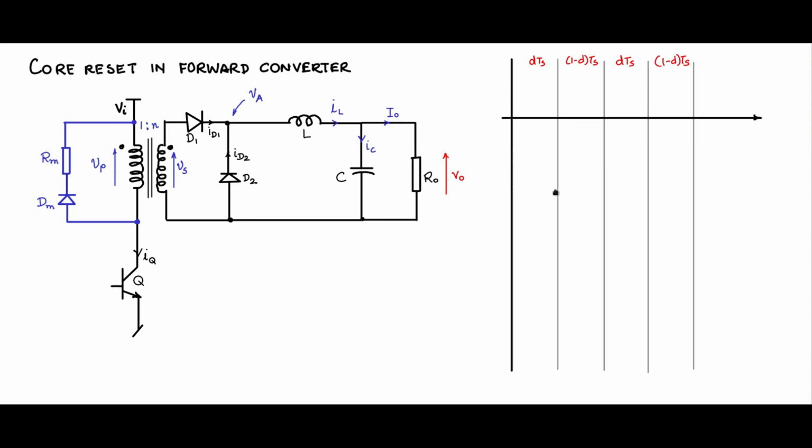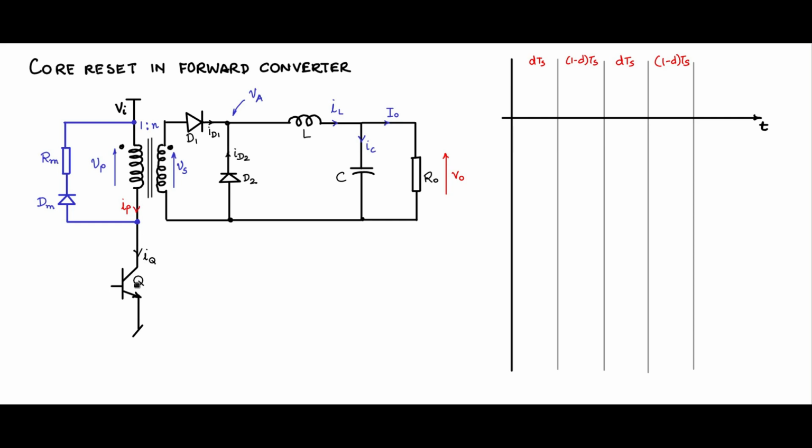So let us first consider the voltage and current waveform through this diode, and that is what will actually get reflected onto the primary. So let us mark here the primary current IP. Remember that primary current and IQ are the same only during the time when Q is on. Then you have IP and IQ same.